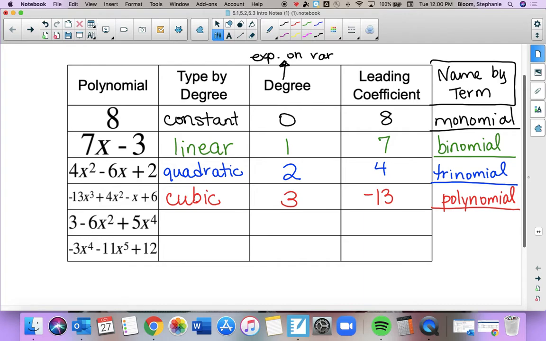All right, now I'm tricking you up a little bit. Why is this one different? Bailey?